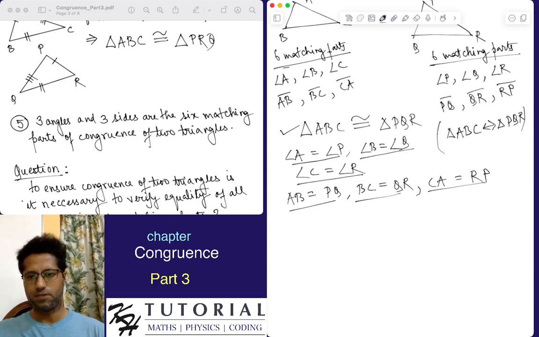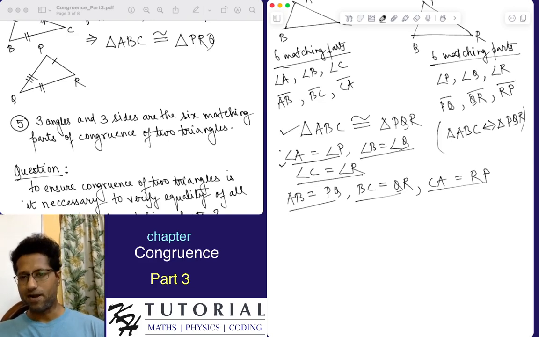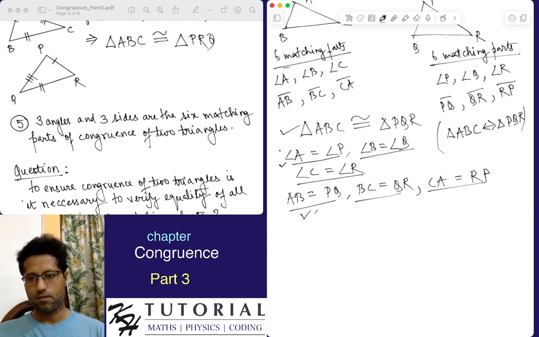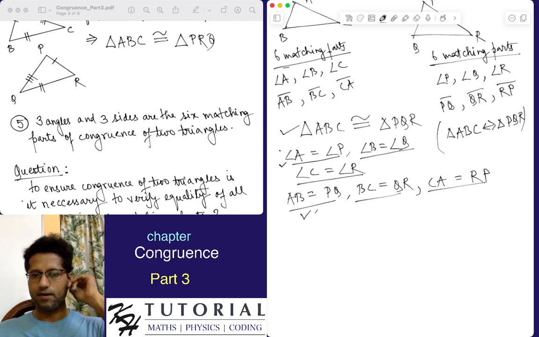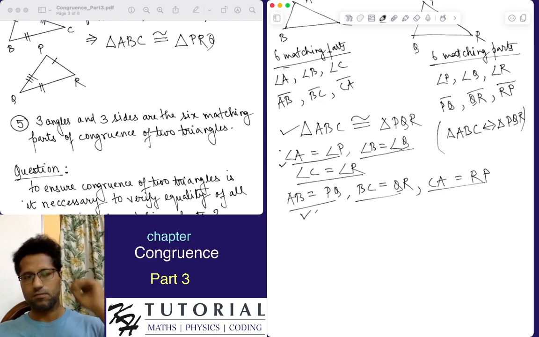In this matching pair, the parts are angle A of triangle ABC and angle P of triangle PQR. What is a matching pair? A matching pair is a pair of parts of two triangles. In the pair, the first part is the side AB of triangle ABC, and the second part of this matching pair is the side PQ of triangle PQR.